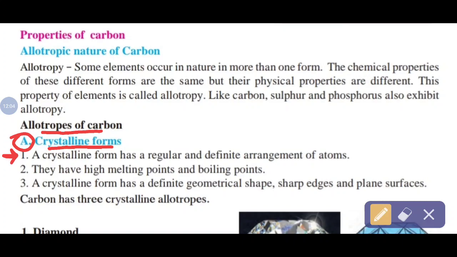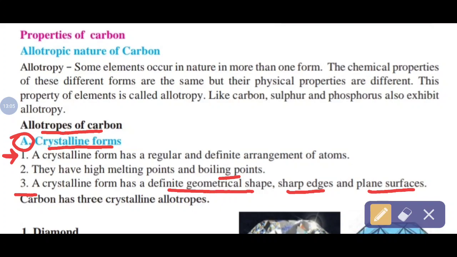A crystalline form has a regular and definite arrangement of atoms. Second, they have high melting points and boiling points. So these crystalline forms of carbon melt at a high temperature and boil also at a high temperature. Third, a crystalline form has a definite geometrical shape, sharp edges and plane surfaces. So these are the 3 properties of crystalline forms of carbon. Read these properties and remember them, because a question is asked on this for 2 to 3 marks.